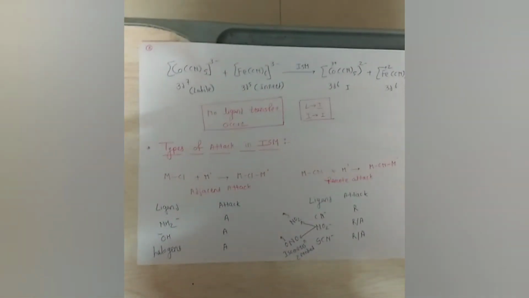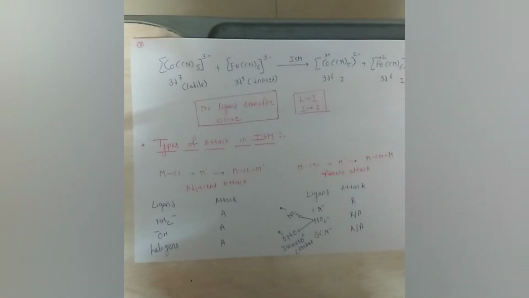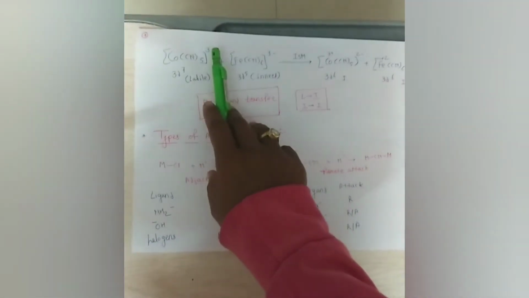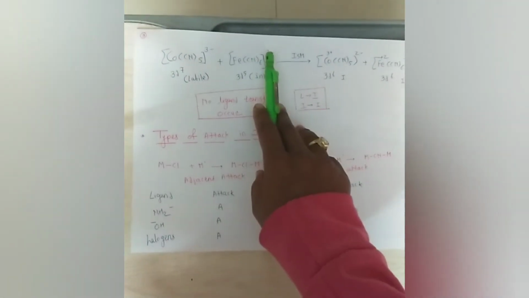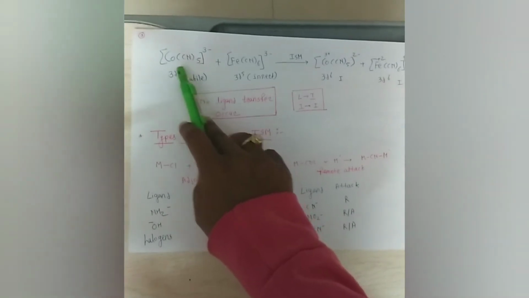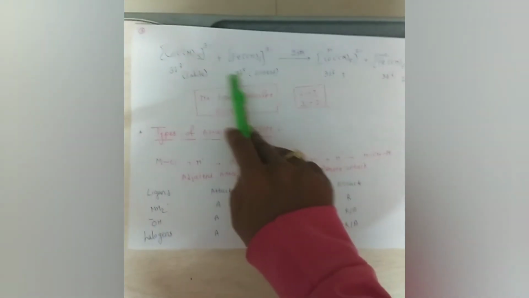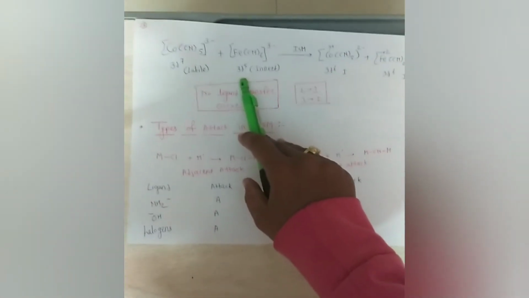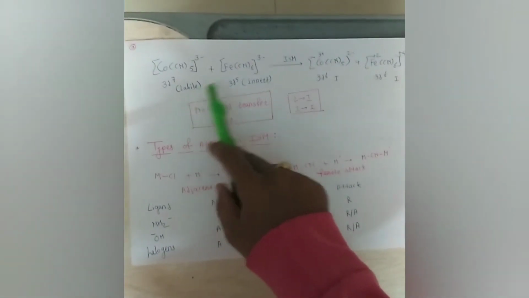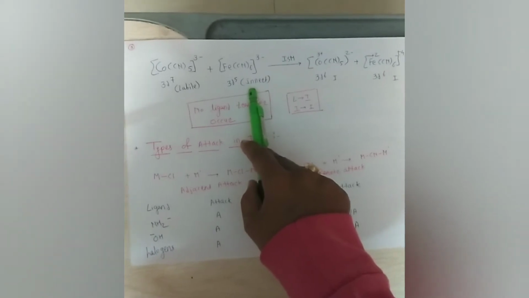So now we study the next example from the inner sphere mechanism: Co(CN)5 3- and Fe(CN)6 3-. You already know how to find out the system. Here the system for the cobalt is D7 and the system for the iron is D5. This complex is acting as labile and this complex is acting as inert.